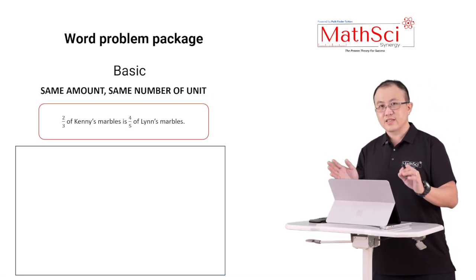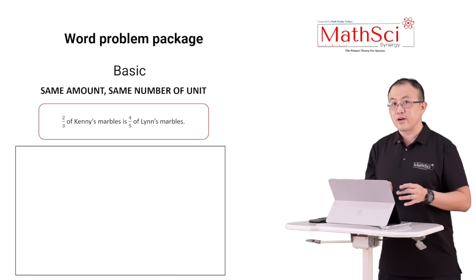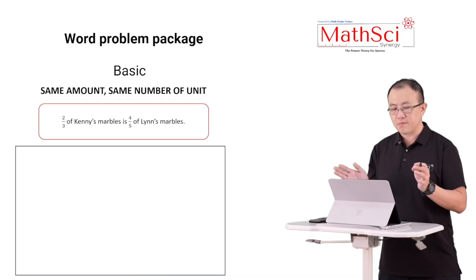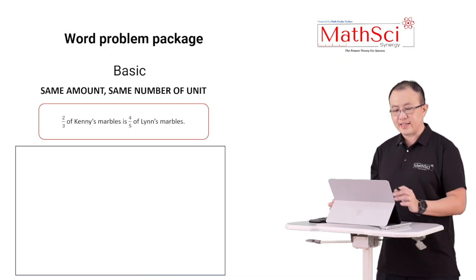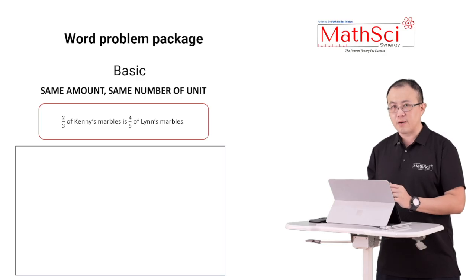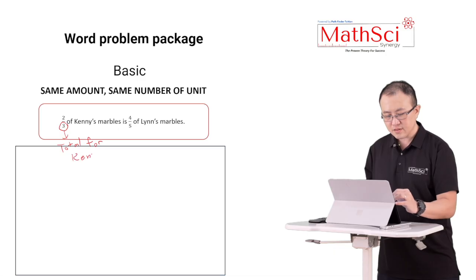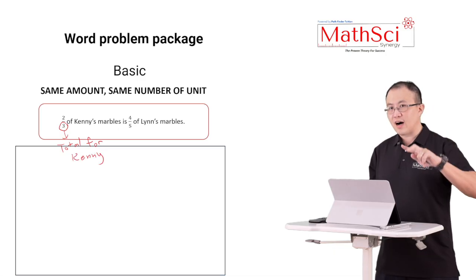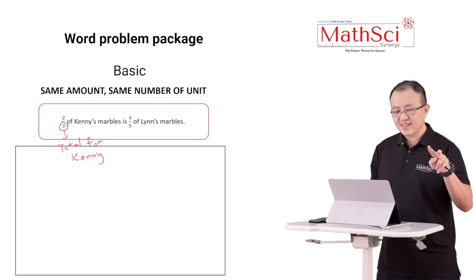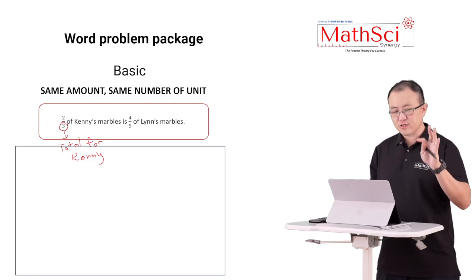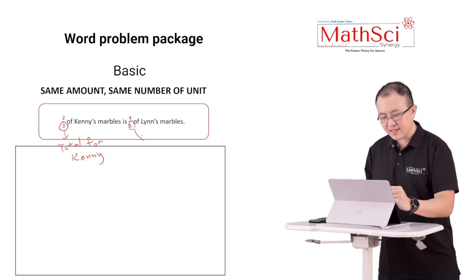So in the next skill set that you're going to look at, this is very similar to the first one, but in this skill set, we're going to focus on same amount equal to the same number of units. So when they say that 2/3 of Kenny's marble is equal to 4/5 of Lin's marble, the first thing that should come to your mind is, remember, 3 is the total for Kenny. So 2 out of 3, right? So 2 parts of Kenny's total 3 is actually equal to 4 parts of Lin's total 5.